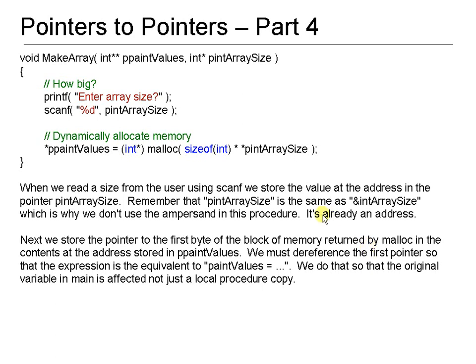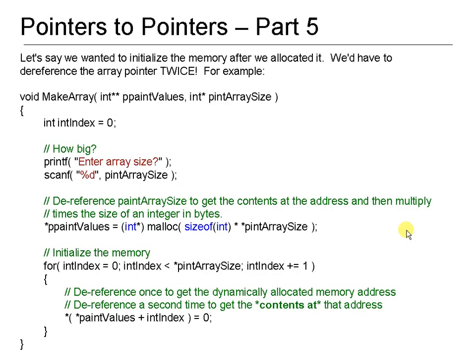We must dereference the first pointer so that the expression is equivalent to PA int values equals dot dot dot. We do that so that the original variable in main is affected and not just a local procedure copy of that variable. And it gets even more fun.